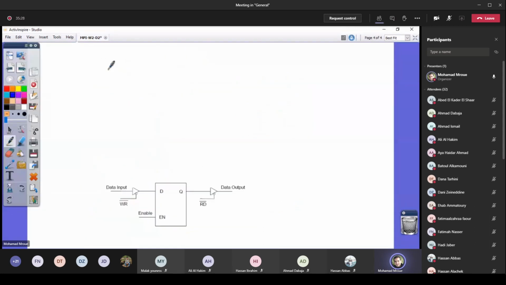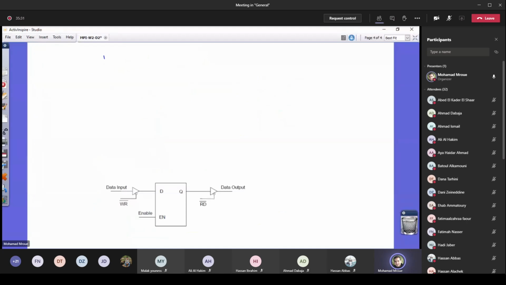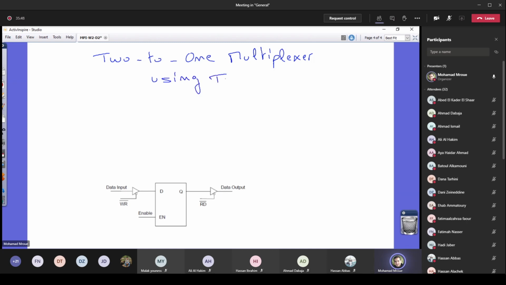So for example we can design a 2-to-1 multiplexer using tri-state buffer.